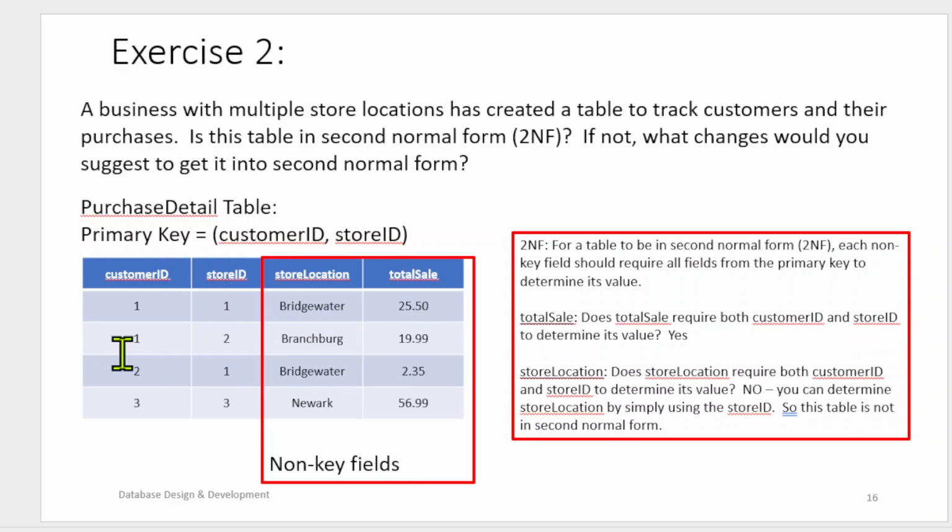Do they need the entire primary key to identify them? If not, then they're not part of it. You need to move on to another solution.